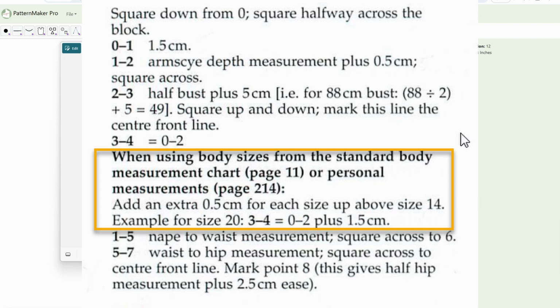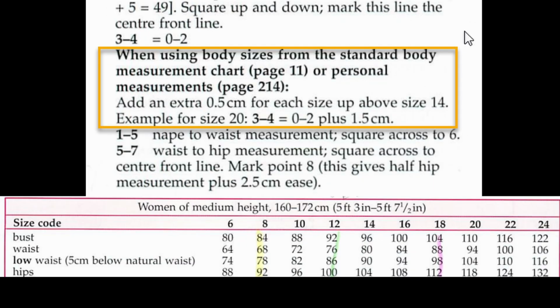So we have to give the system a way to look something up in a table, is basically what we're talking about. So you can see here she's got, when using body sizes from the standard body measurement chart or personal measurements, add an extra 0.5 centimeters for each size up above size 14. Okay, well, let's take a look at those body measurements she's talking about. So here's the body measurements she's talking about in this part. And it says each size up above size 14. So we don't use sizes, obviously. We can't put size 14 in our draft, but we certainly can look at the bust measurement.